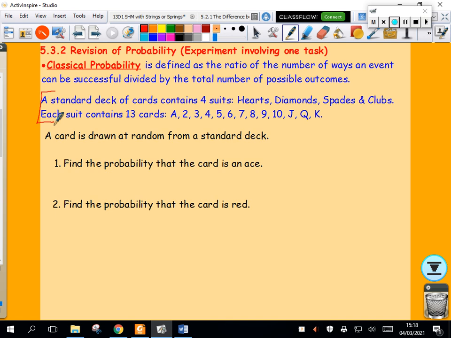So a standard deck of cards contains 4 suits: hearts, diamonds, spades and clubs. Each suit contains 13 cards. Those cards are called Ace, 2, 3, 4, 5, 6, 7, 8, 9, 10, Jack, Queen and King. So there are 13 cards in each suit. There's 4 suits. That's 52 cards altogether.